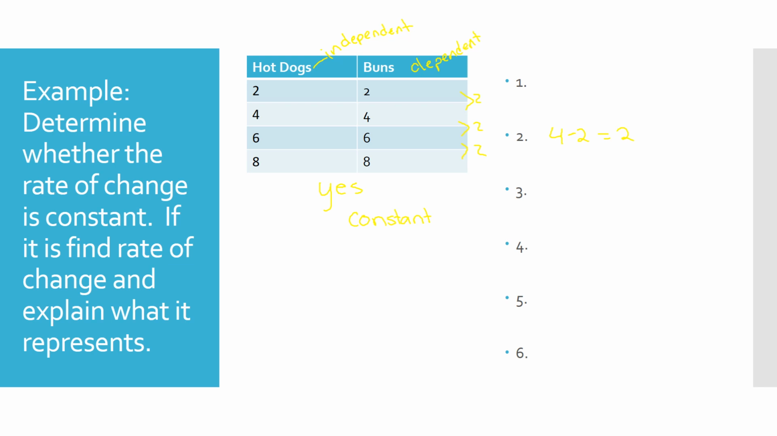Then find the change in the independent right here. 4 minus 2 equals 2. Then we're going to divide the dependent by the independent, simplify, and then now we need to identify our units. So this is buns per hot dog. So what this is saying is that there is one bun for every hot dog, which is perfect for a barbecue.